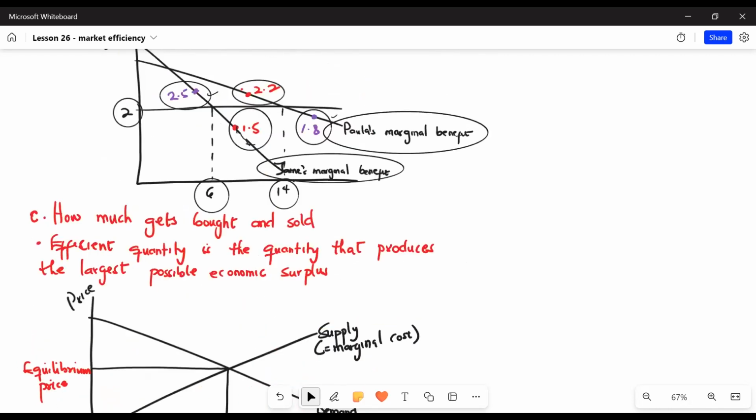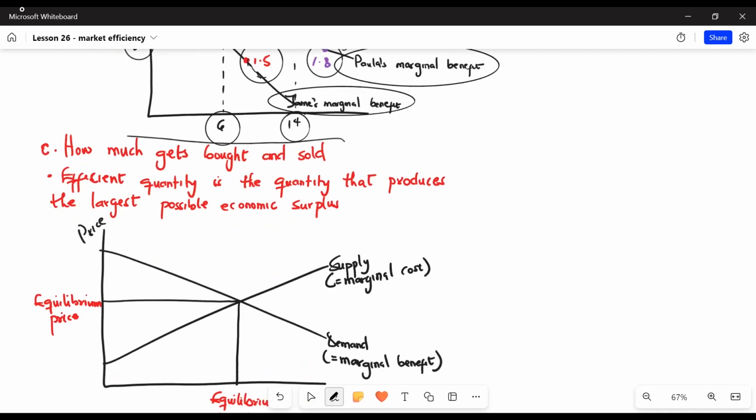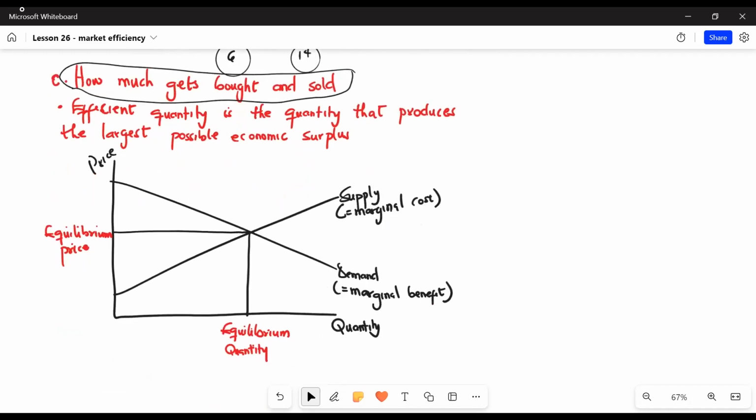Now let's look at how the market answers the question of how much gets bought and sold. In answering this question, we have to know that the efficient quantity is the quantity that produces the largest possible economic surplus. So based on the rational rule for the market, you have to produce until your marginal benefit equals the marginal cost. Now let's look at this graph to analyze how the market decides how much gets bought and sold.